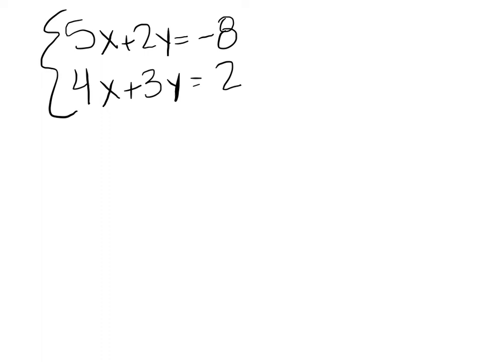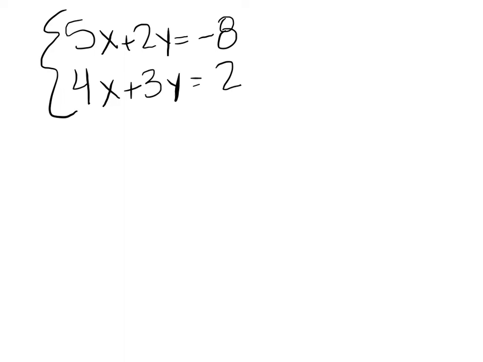5x and 4x, 2y and 3y. Do we have opposites? Nope. Is there a way that you can make 5 and 4 opposites, or 2 and 3 opposites, really easily by maybe just multiplying one of the equations? I can't really think of any. So this is a case where we might have to multiply both of the equations.